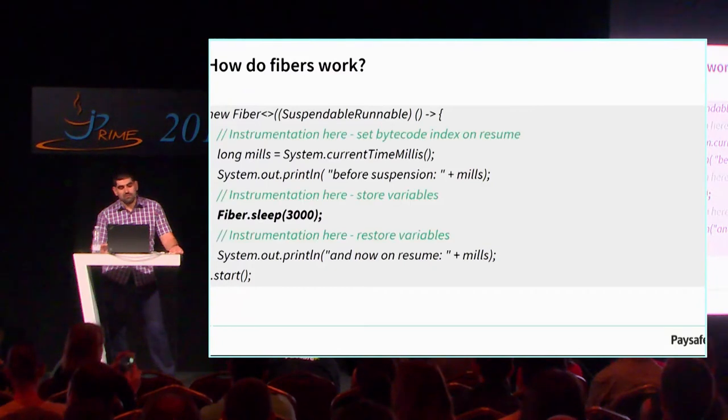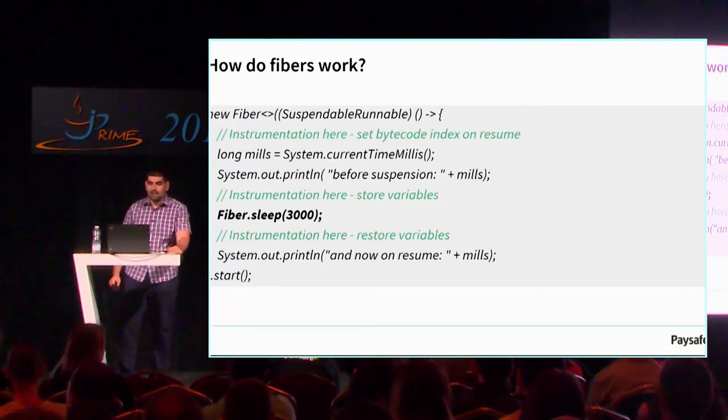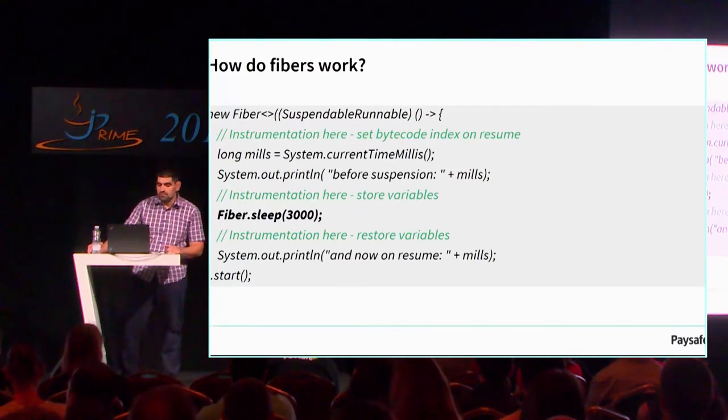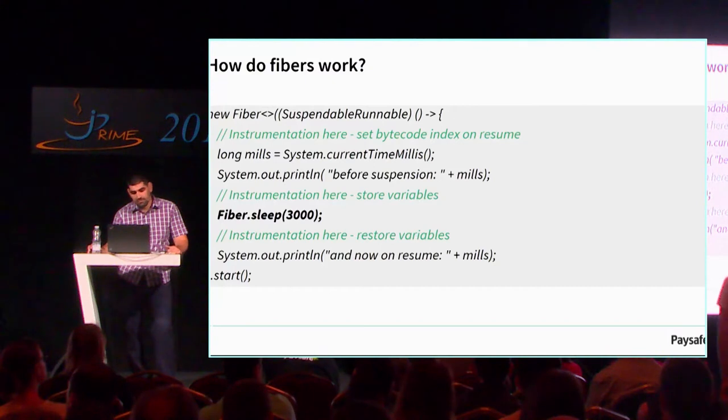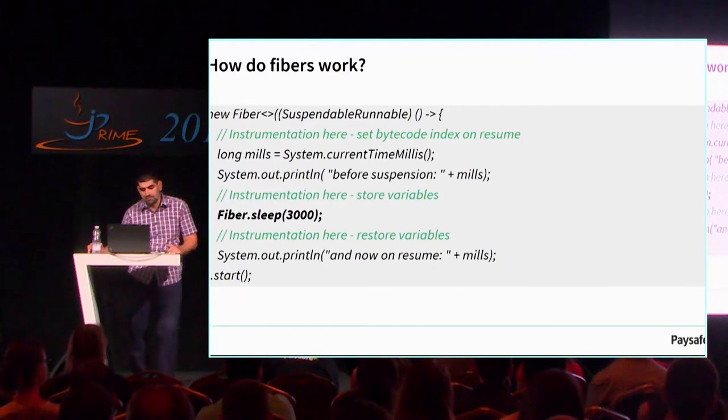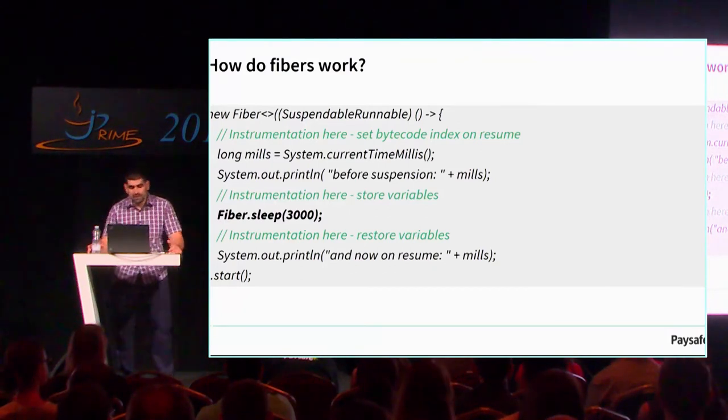So along with our code, there is some bytecode that is added by the library, actually at three places. So when we execute the runnable, the first instrumentation is when we resume. So we skip it for now. So we execute the line of code with milliseconds. We print it out. Then this second instrumentation, just before the fiber sleep method, actually captures our local variable. So this mils variable will be captured and stored in a stack.